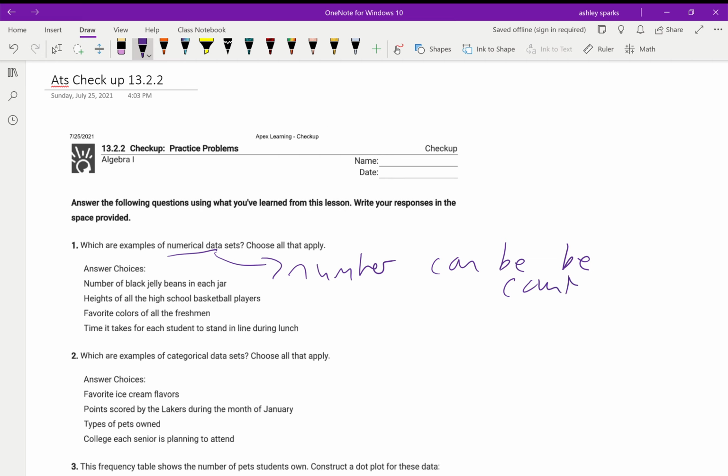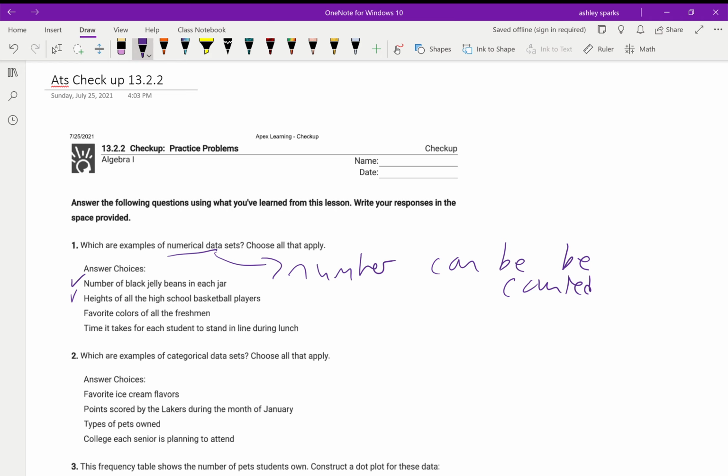So we want to try to see what is numerical data here. Number of jelly beans in a jar. Yeah, I can tell you there's 10,000 jelly beans in a jar. That can be counted. The height of all basketball players. Yeah, I could measure all my basketball players and calculate their height. That's a number.